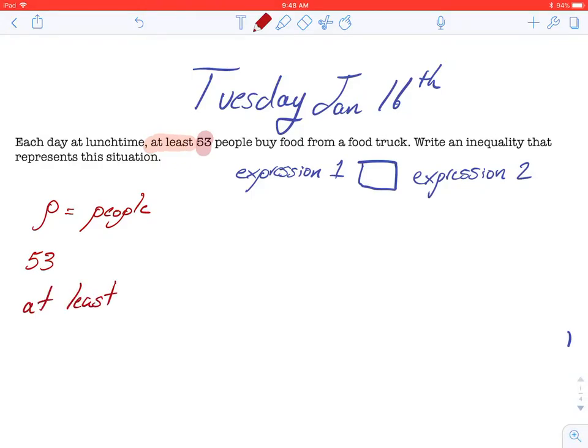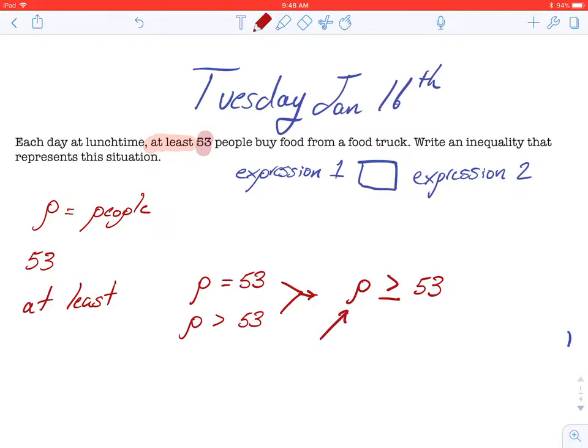We can reason through this to determine what "at least" will look like. If at least 53 people are going, that means that P, the number of people that are going, is equal to 53. That's the minimum amount of people that would go. Or it's greater than 53. Because at least 53 people are going, so I'll always have 53, or I might have more than 53. I might have 54, 55, 56. And so I can't have two separate symbols, so I combine this to look like P is greater than or equal to 53. And so this is my inequality that represents that word problem.